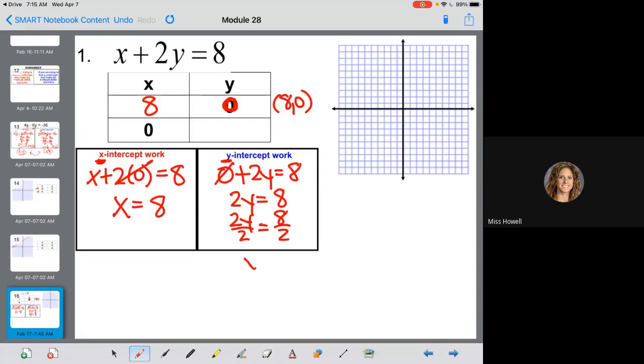And we'll end up with y equals 4. So our y-intercept would be at (0, 4), right? This is representing the point (0, 4). All right, let's plot and graph.